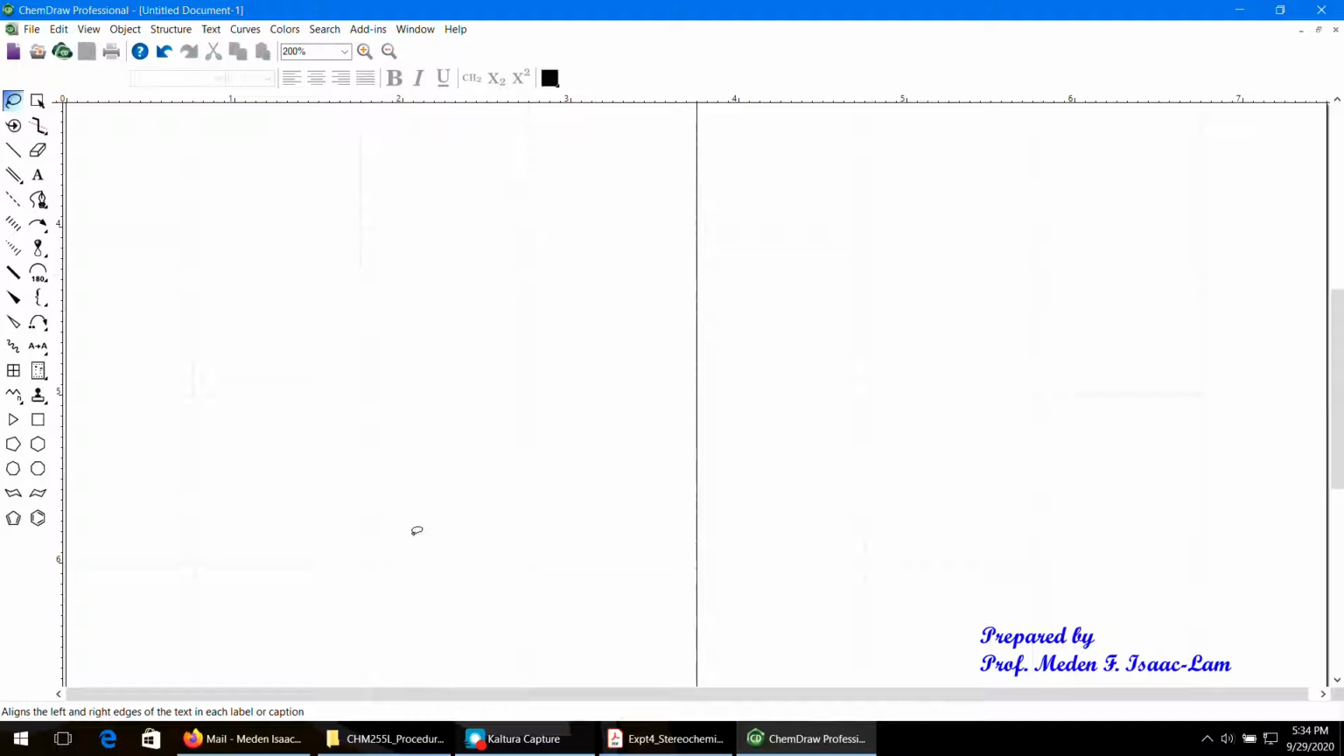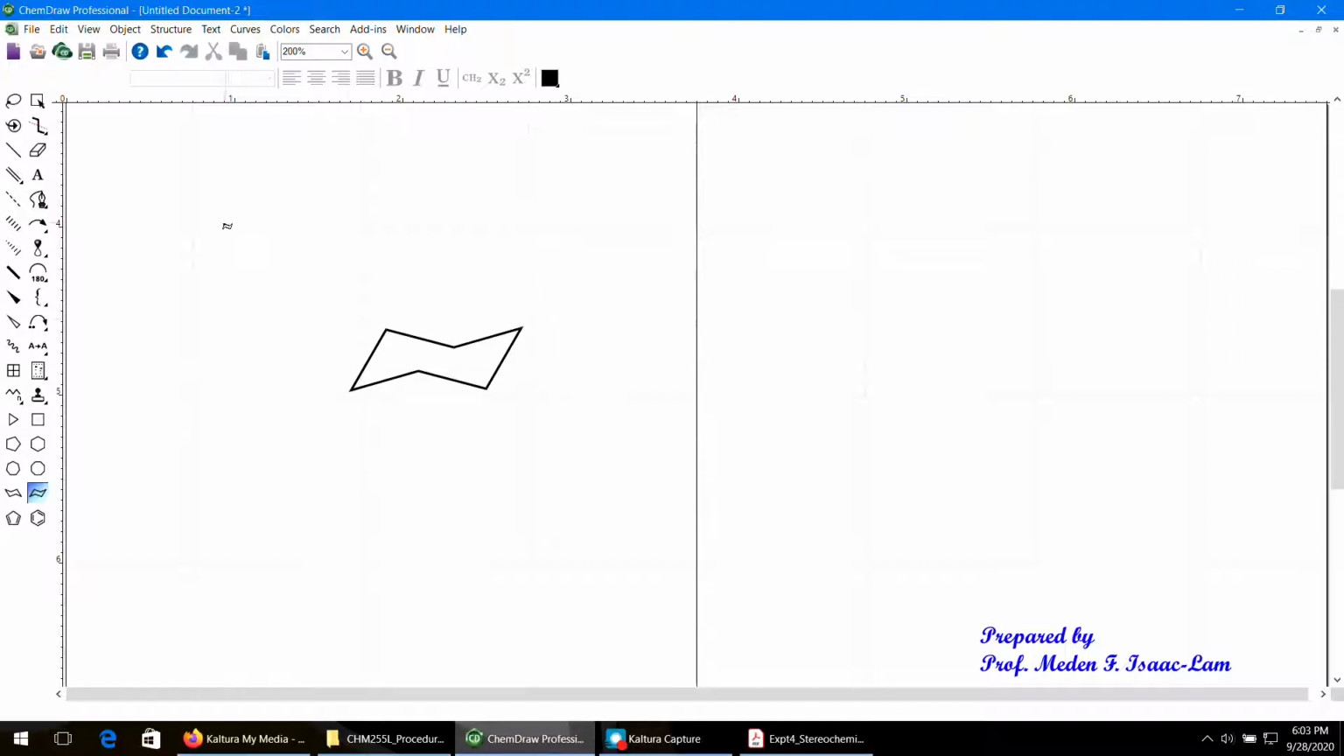Finally, I got this white panel. On the left side is the toolbar. These are actually templates, and at the very bottom is a cyclohexane chair structure. So I click on it and I click on this white panel. Then we're ready to build the molecule, which is tert-butyl cyclohexane.